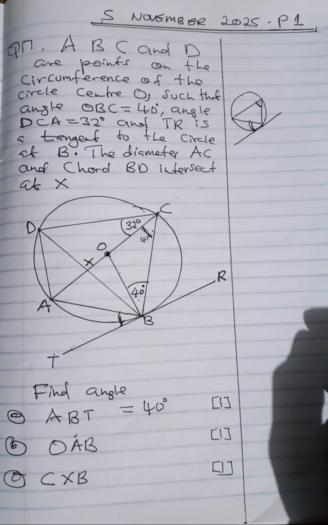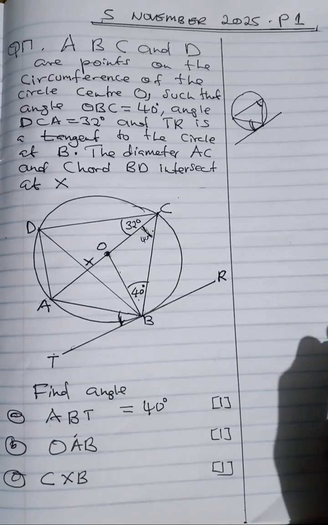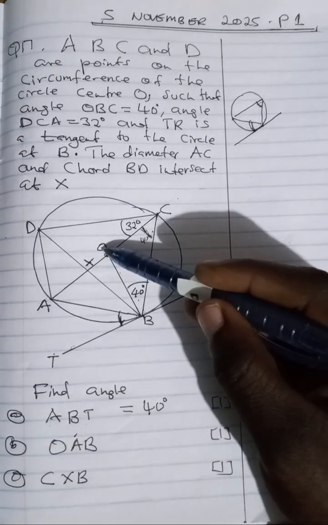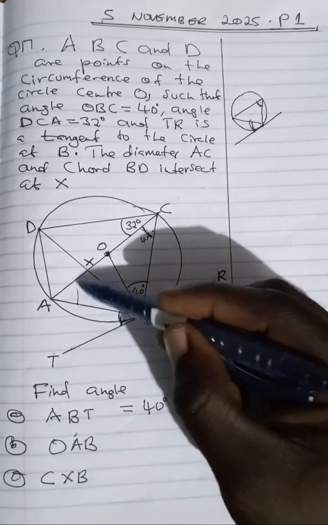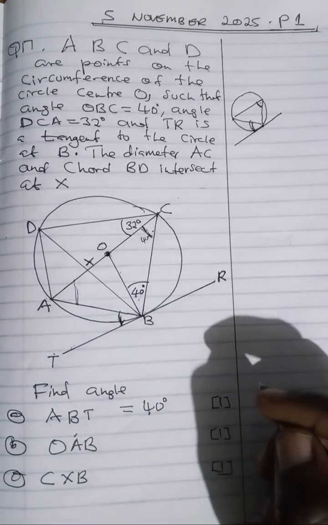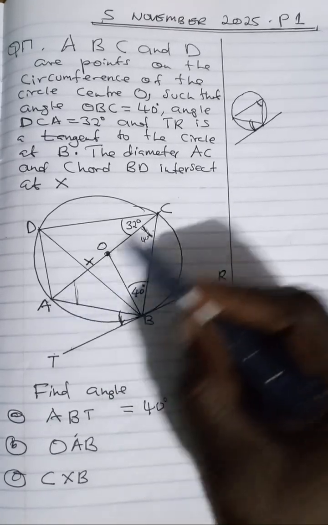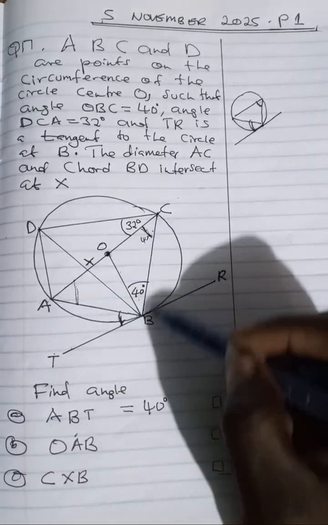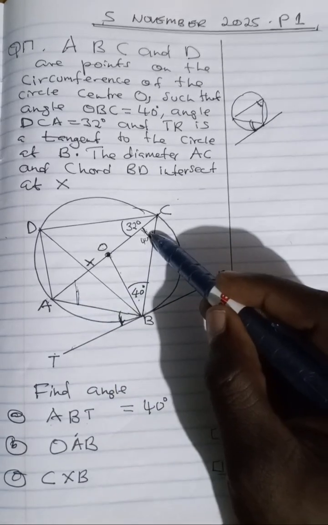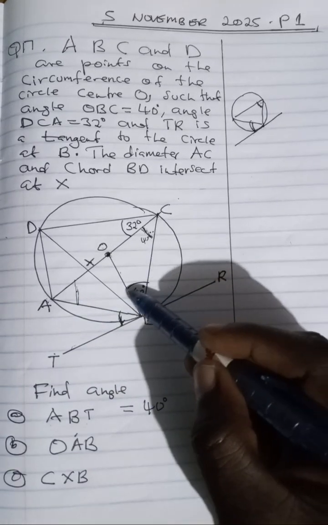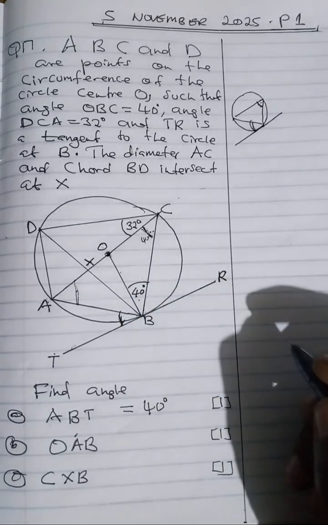Following this property, we move. We go to the next question. Find the angle OAB, this angle here. To find the angle OAB is very simple. We know that this is a triangle. The sum of interior angles in a triangle, this angle at A plus the angle here, which is 40, plus this angle at O is equal to 180.